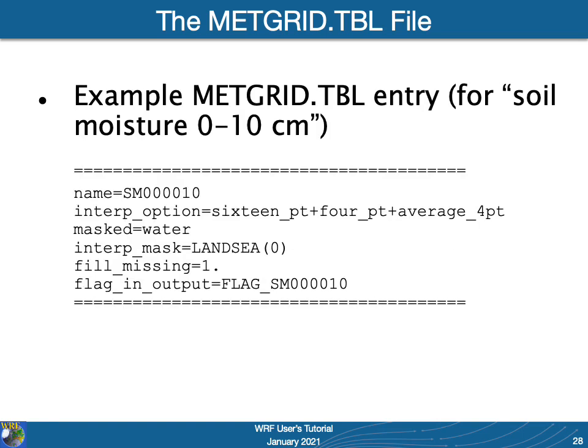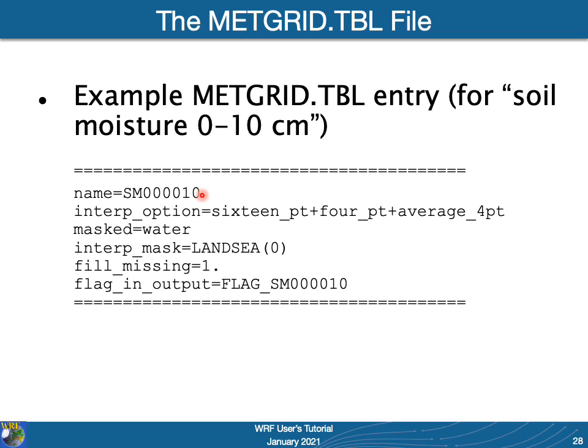So here we see an example entry in a METGRID.TBL file. The format of these entries is very similar to the format of GEOGRID.TBL entries. Each entry is separated by at least 5 equal signs, and within each entry we assign values to keywords. So this name keyword tells the METGRID program that this entry applies to any field in an intermediate file that is named SM000010.